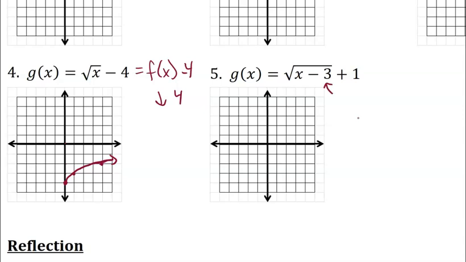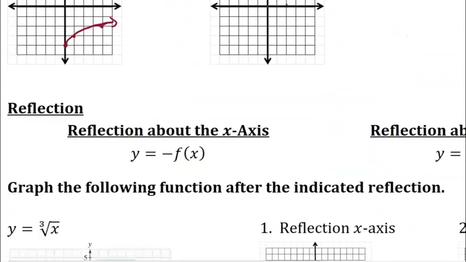And then here I have a combination of those two things. So here, this tells me I'm going to go to the right by 3, and this tells me I'm going to go up by 1. So my vertex is going to shift to the right 3, 1, 2, 3, and then up 1 to here, and then fill in a little bit more. So there's my function.